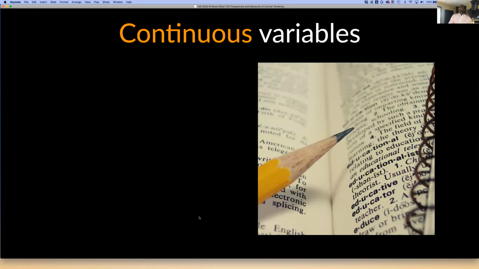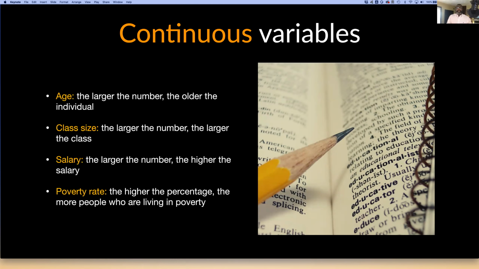In SPSS, are these the scalar variables? Scale variables. Absolutely. Yep.